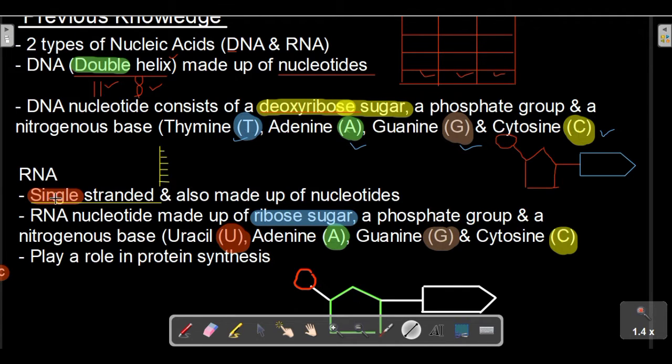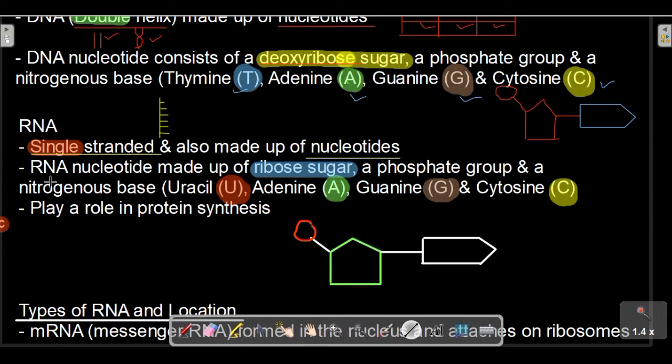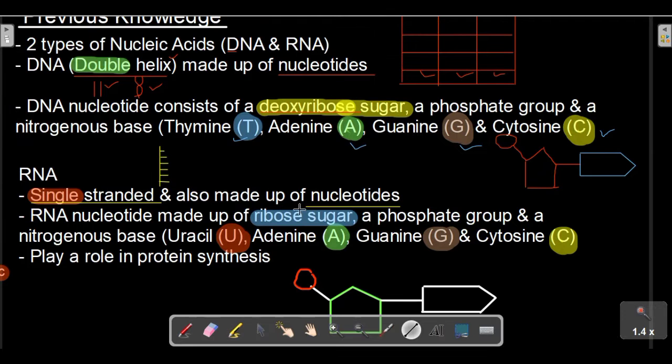Okay, and the RNA is also made up of nucleotides as well. So it also has this structure. Its nucleotides are like this, but of course we will explore the different types of RNA. So we're saying that RNA nucleotides are made up of a ribose sugar. Now that's a second difference. So the first difference is that the DNA is double-stranded and the RNA is single-stranded.